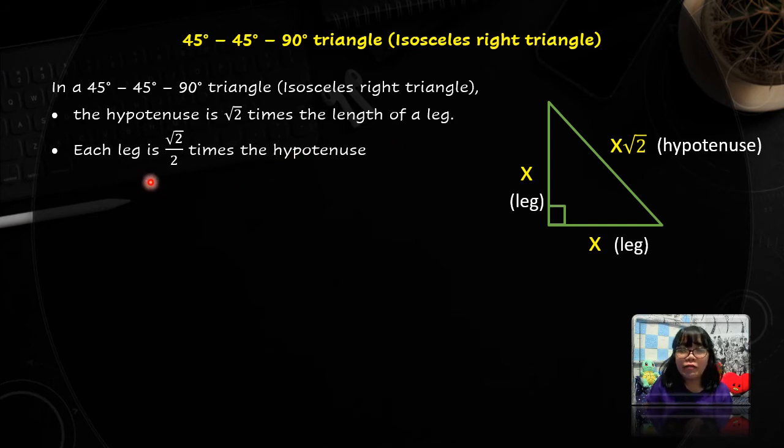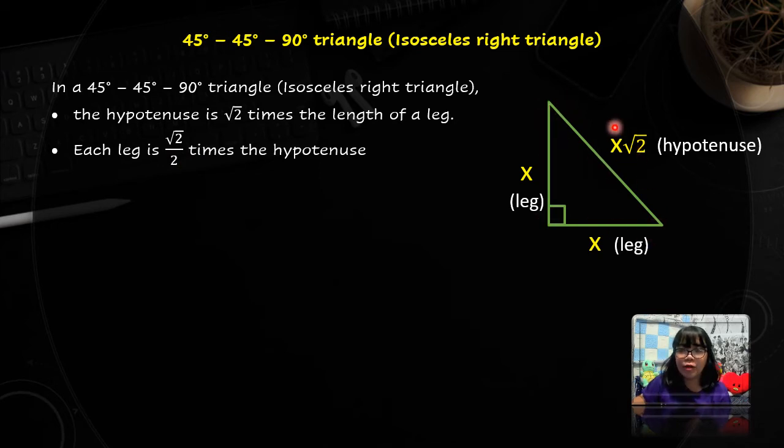Now, if given the hypotenuse, then each leg is square root of 2 divided by 2 times the hypotenuse. So, this is the other formula. If given naman ang hypotenuse, then all you have to do is multiply your hypotenuse by square root of 2 divided by 2 in order for us to get the two legs.